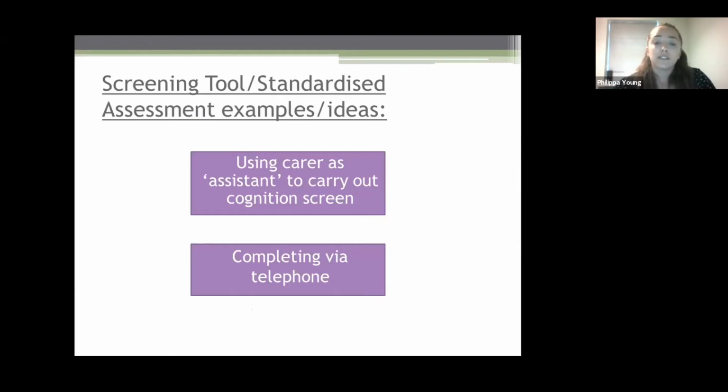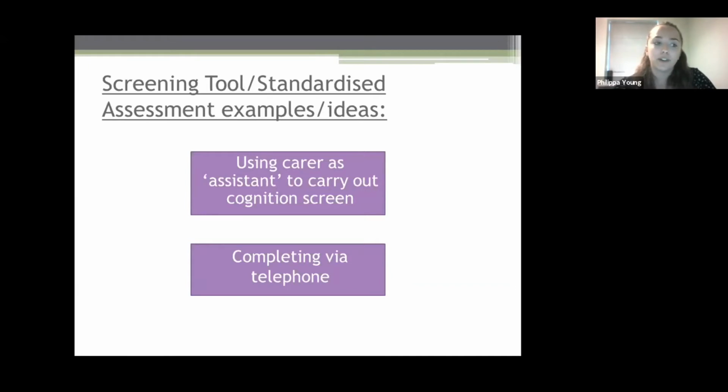So I sent sections of the Addenbrooke's Cognitive Examination screening tool, which needed to be completed in person, via email to the patient's partner. I then coached the patient's partner to be the assistant for those sections. I gave her specific instruction of what she needed to say and advised her not to give any prompts or help to the patient.